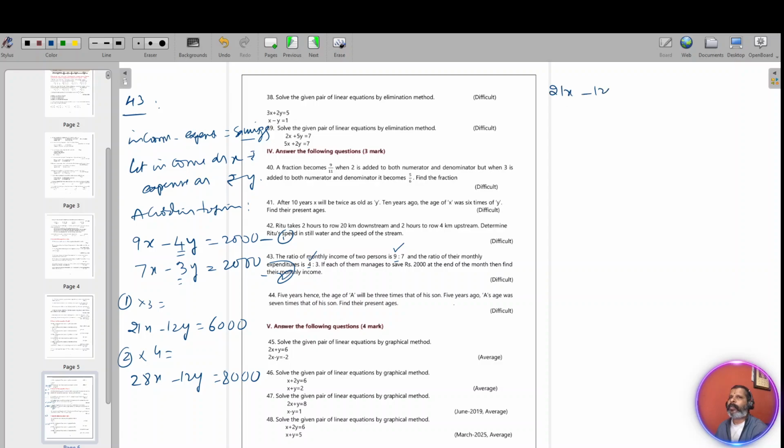Now I'll write them one below the other. Check out. 21x minus 12y equals 6000, and 28x minus 12y equals 8000. See, I made the y coefficient the same. Since there is the same sign, I have to do subtraction. When they have the same sign, we have to subtract. So they get cancelled. 21 minus 28 is minus 7x. Okay, 7x it is. And 8,000 minus 6,000 is 2,000.